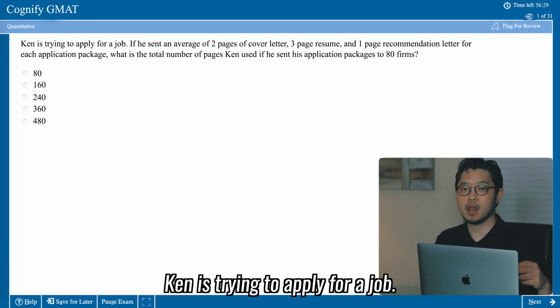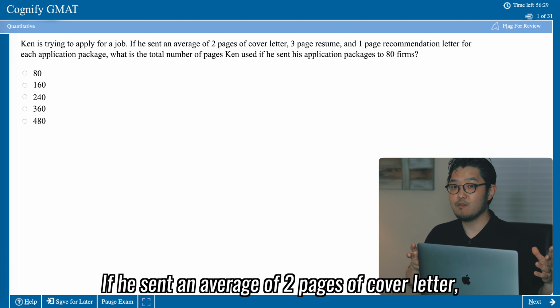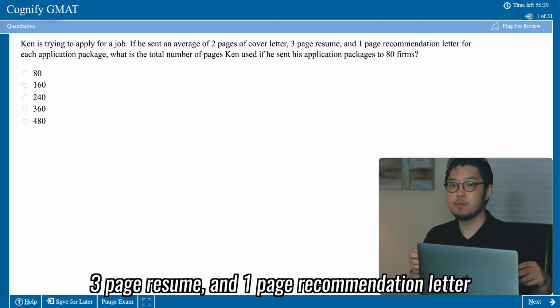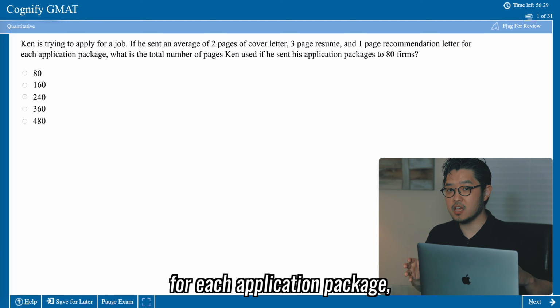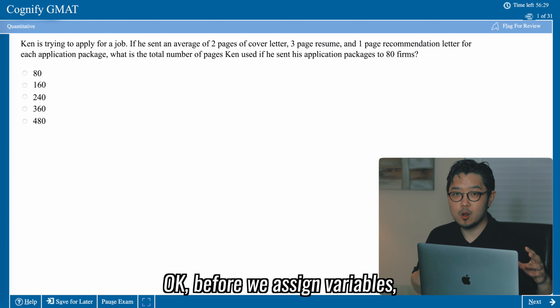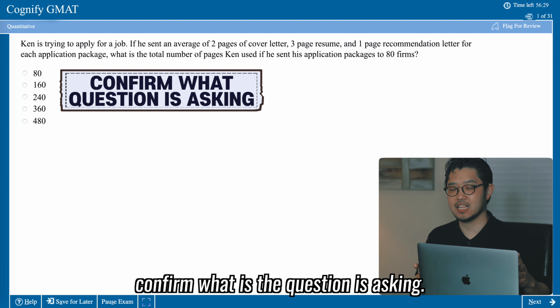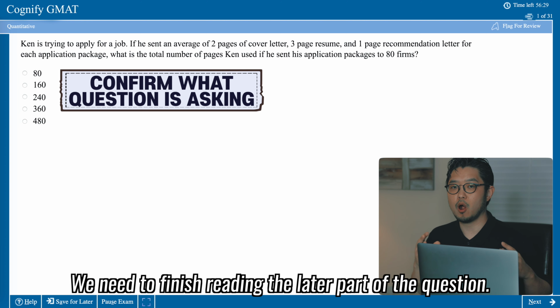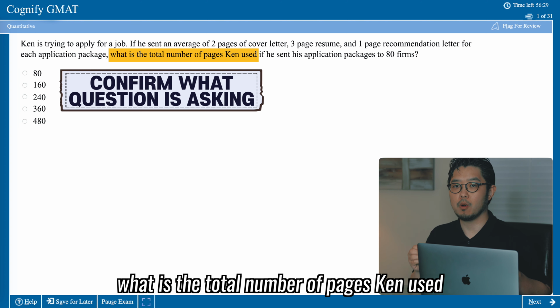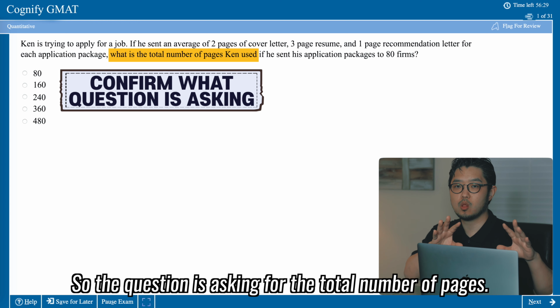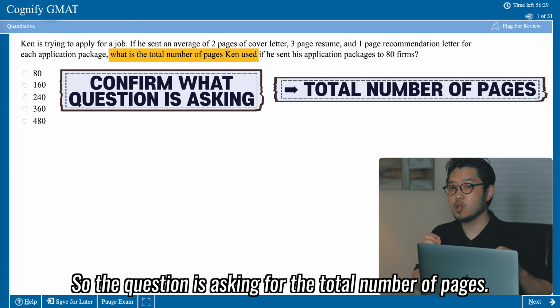Ken is trying to apply for a job. If he sent an average of 2 pages of a cover letter, 3 pages of resume, and 1 page of recommendation letter for each application package. Okay, before we assign variables, confirm what the question is asking. We need to finish reading the later part of the question. What is the total number of pages Ken used? So, the question is asking for the total number of pages.